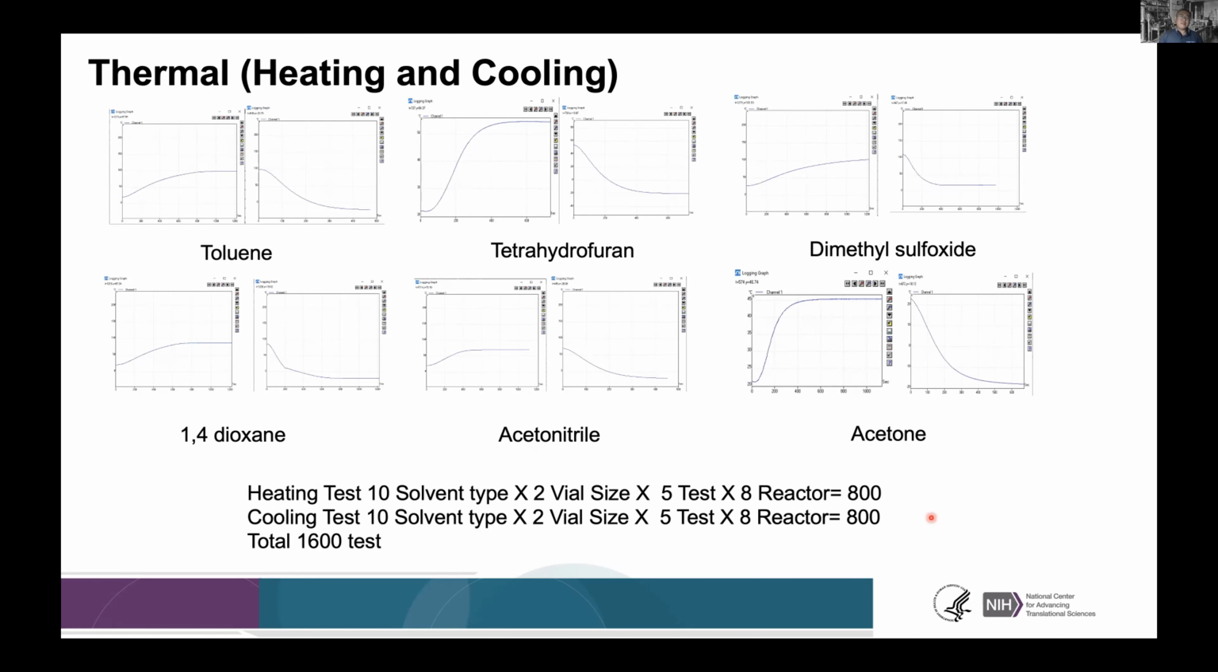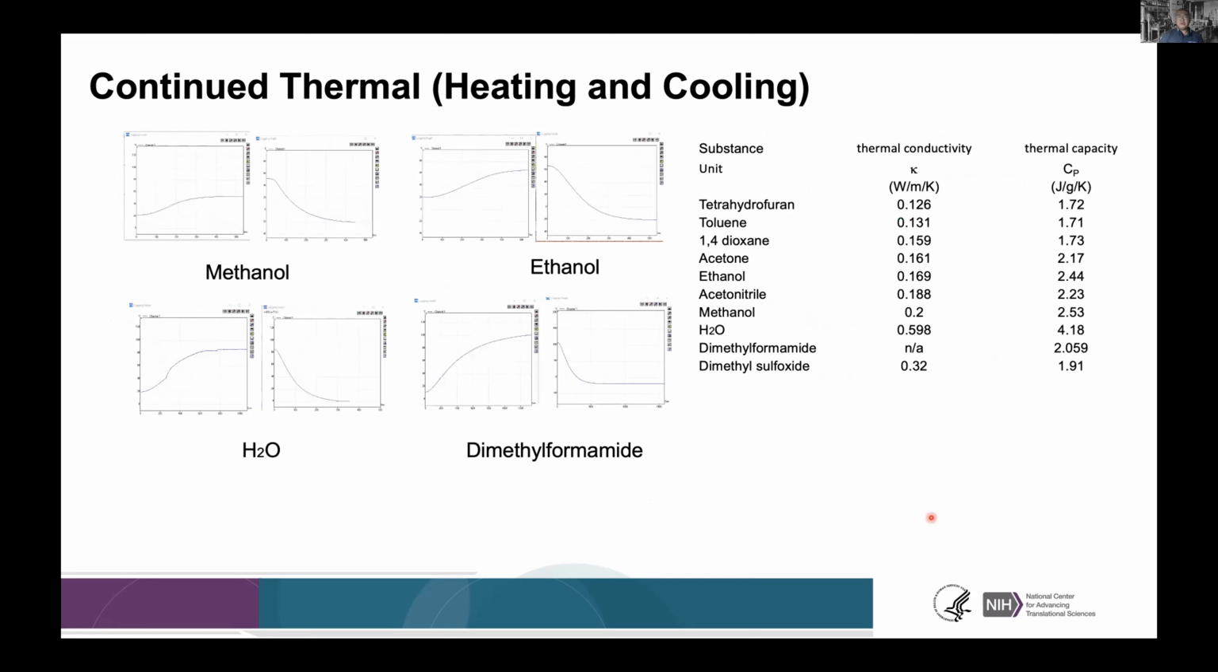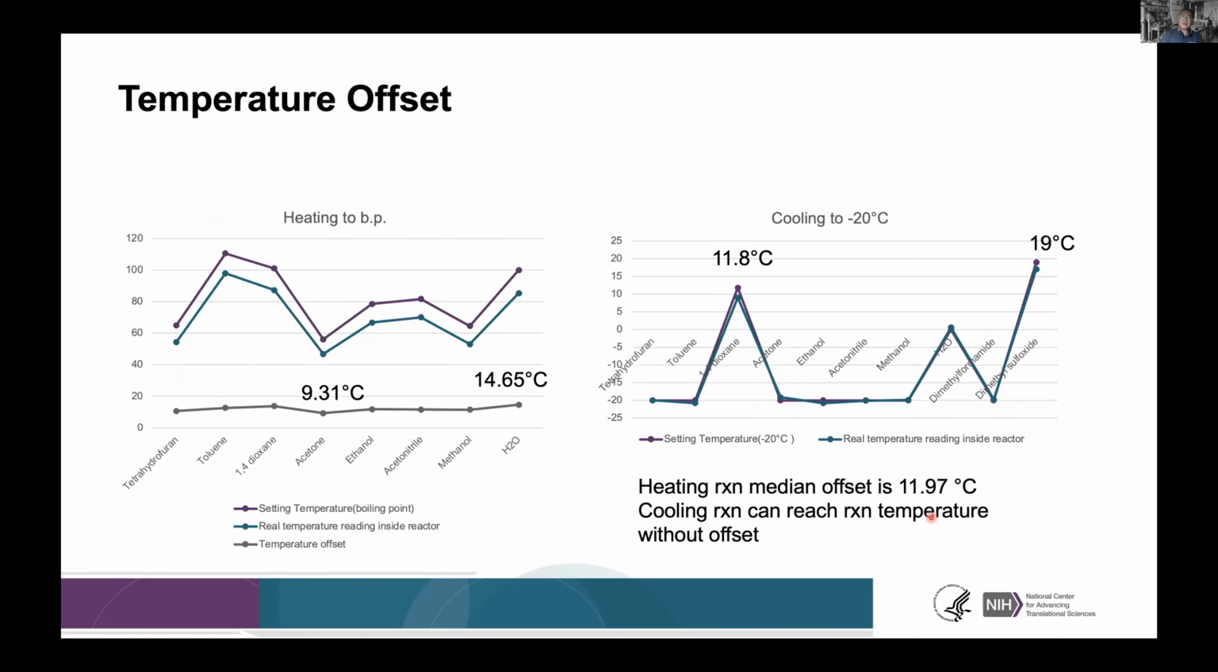So why are we running these tests? We want to know the thermal profile. We want to know, for the temperature we're setting, whether it can reach the temperature we desire internally, the real temperature, how long it takes, and how fast the temperature can reach it. And it's the same thing with the cooling: how efficient the cooling can be and how low the temperature can go to match the settings. From all these 1600 reaction results, we come out with a better understanding of our reactors. And here is the temperature offset we're getting from this result.